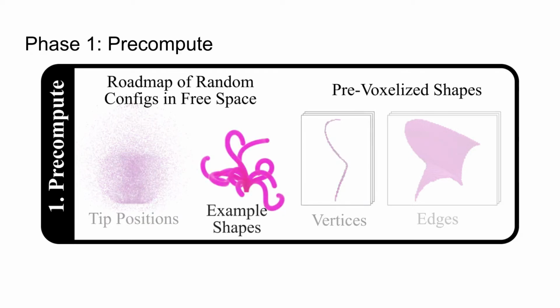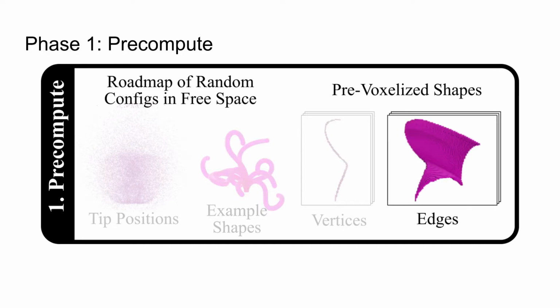Here are 10 example robot shapes from the set of 30,000 tip positions on the left. For the edges connecting configurations on the graph, we precompute the voxelized swept volume of the motion between connecting configurations. Roadmap precomputation is done without knowledge of the anatomical environment and only needs to be done once per robot design.